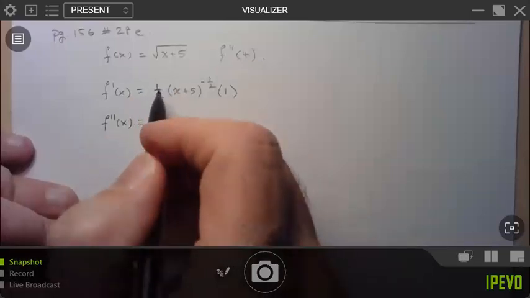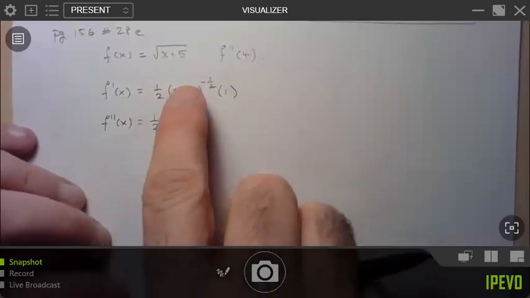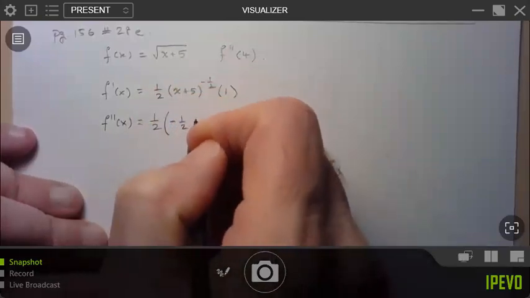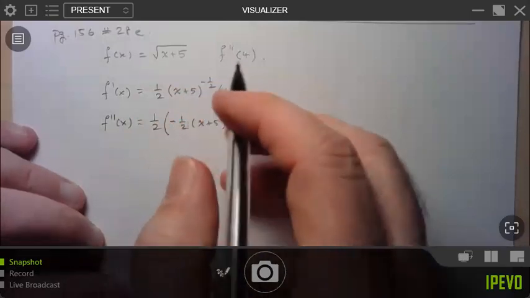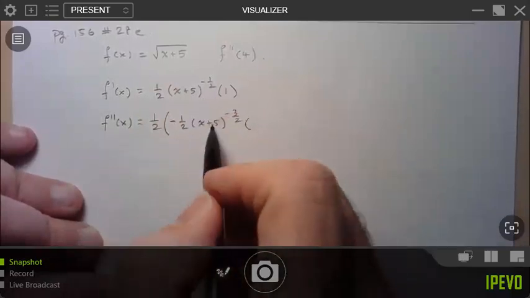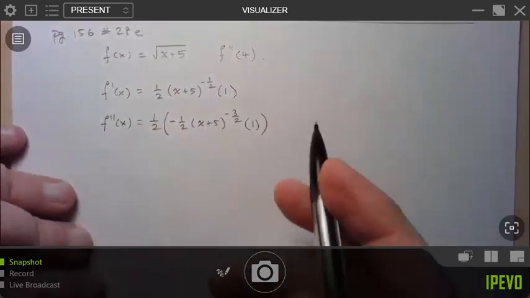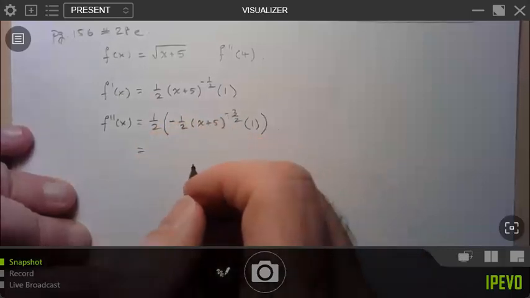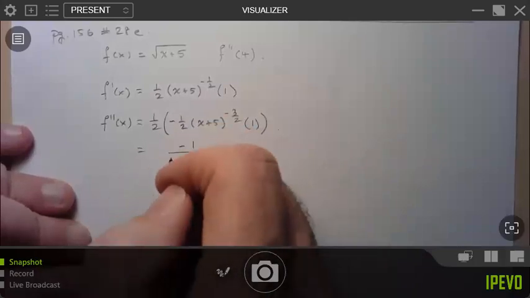Again, remember 1/2 is just a constant times. Now let's find the derivative of this thing. Again, u to the negative 1/2 is negative 1/2 times u, which is x plus 5, to the power negative 1/2 minus 1, which is negative 3/2, times again the derivative of x plus 5, which is just 1. Whether you simplify this or not, let's do that here. The only thing I'm left with in the numerator is the -1. 2 times 2 is 4.